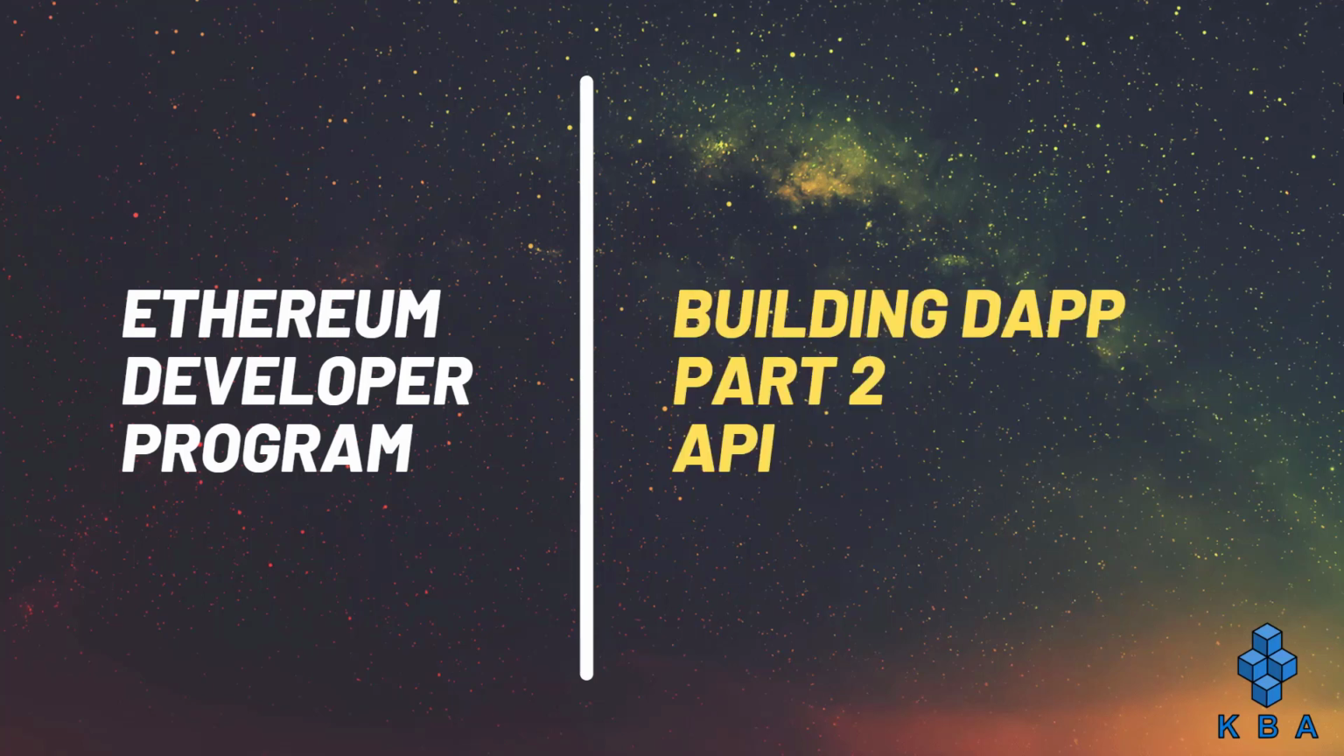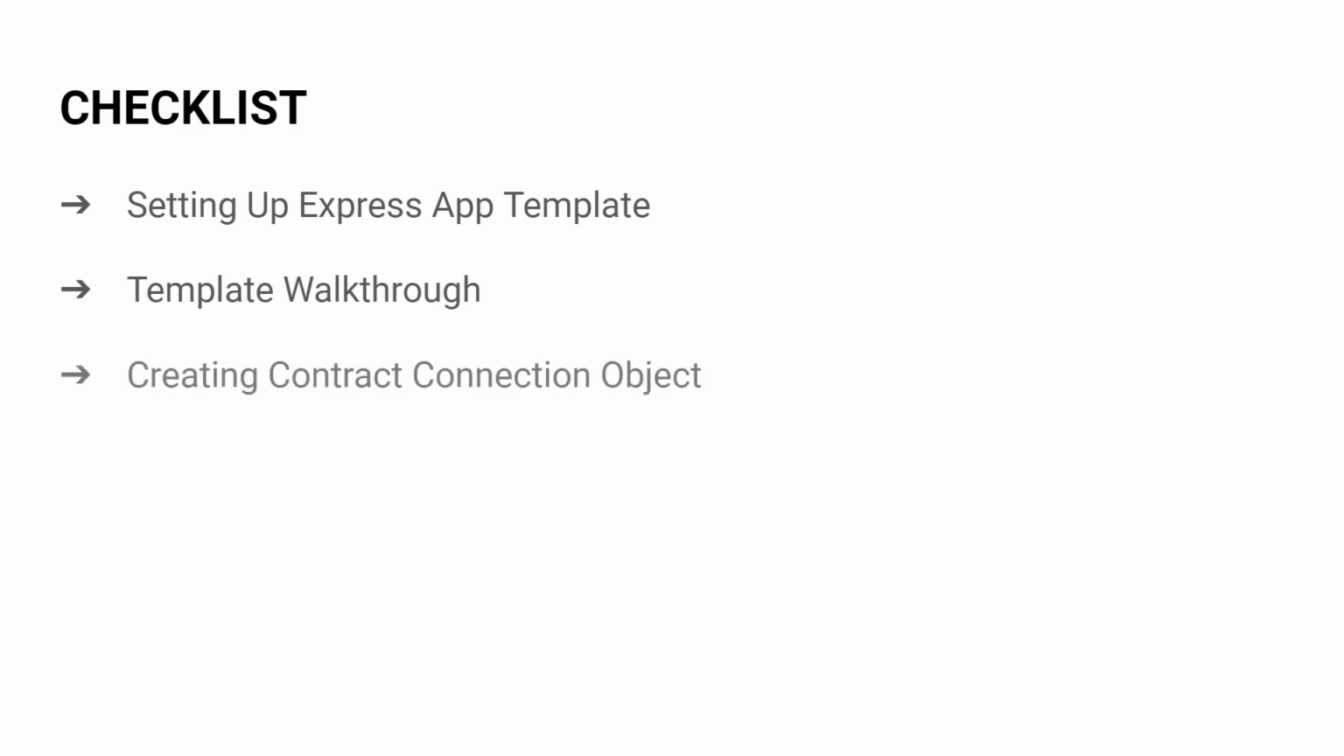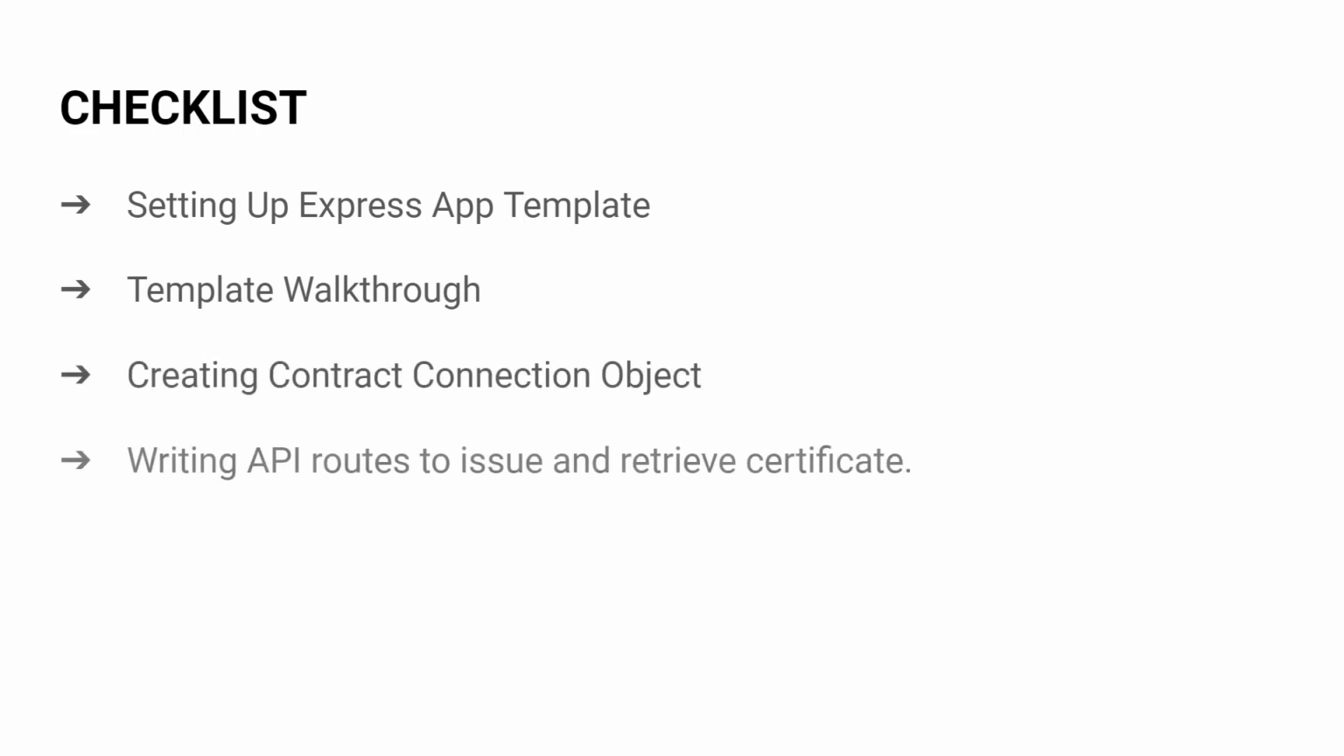Building decentralized application part 3, the API. Checklist. We'll set up the Express app template for the API. We'll have a walkthrough of the template, then create a contract connection object, write API routes to issue and retrieve certificate using the connection object, and test the API by running the application.